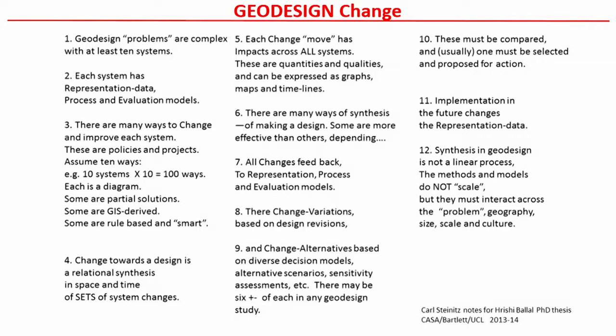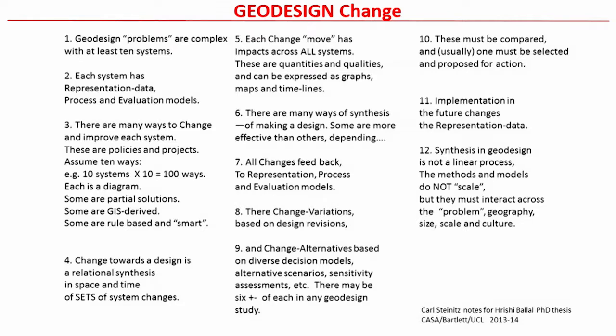Change toward a design is a relational synthesis in space and time of sets of system changes. We want to be able to take groups of things and move them together through a process. Each change move has impacts across all systems. And there's an enormous problem. There's a chicken and egg problem. Which comes first, the shopping center or the road?